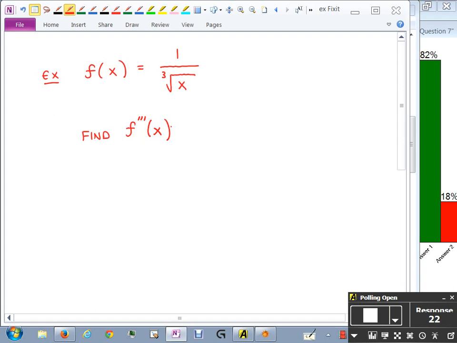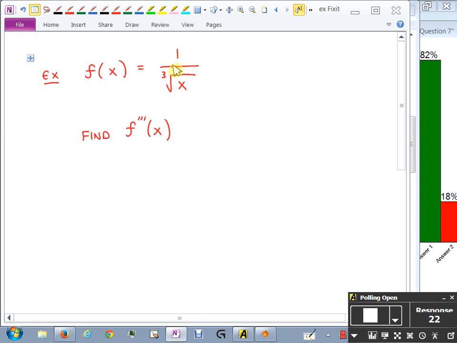So what do I want you to do? 3 times. Triple derivative, third derivative. Triple prime. That means we're going to take the derivative. After we're done, we're going to take the derivative again. After we're done, we're going to take the derivative again. 3 times. All right. So the first thing I need to do is try and rewrite this as x to a power.